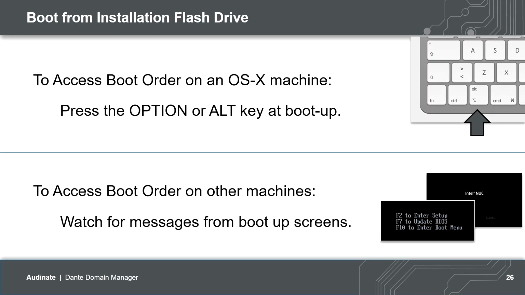If your machine isn't set to prioritize external boot drives, you may need to change that preference. On a Macintosh computer, press the Alt or Option key on your keyboard to access the boot drive menu. On a PC, you'll be looking at the startup screens for what key to press to access that menu.